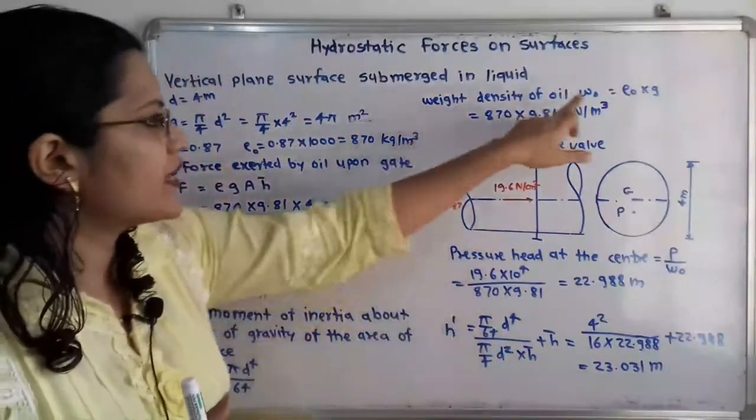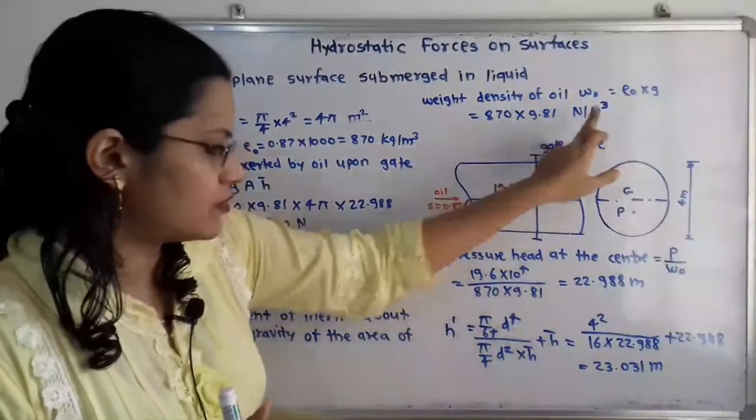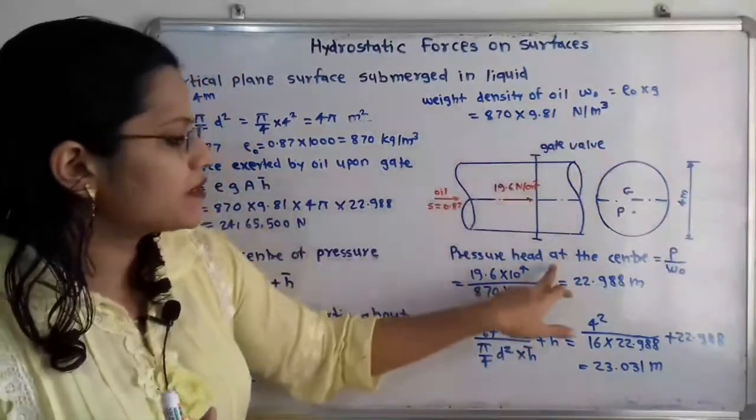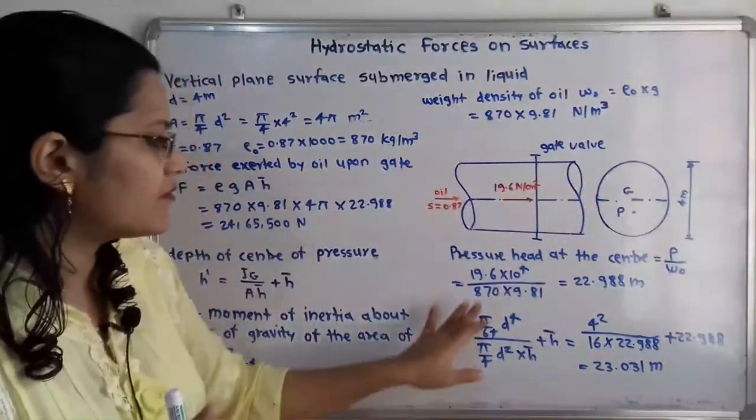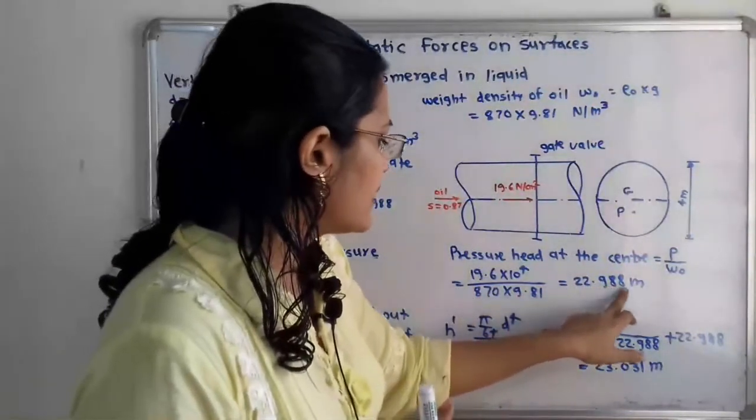Divided by the weight density, that is 870 into 9.81 Newton per meter cube. So when this Newton per meter square term gets cancelled, what is the answer here? That is 22.988 meter.